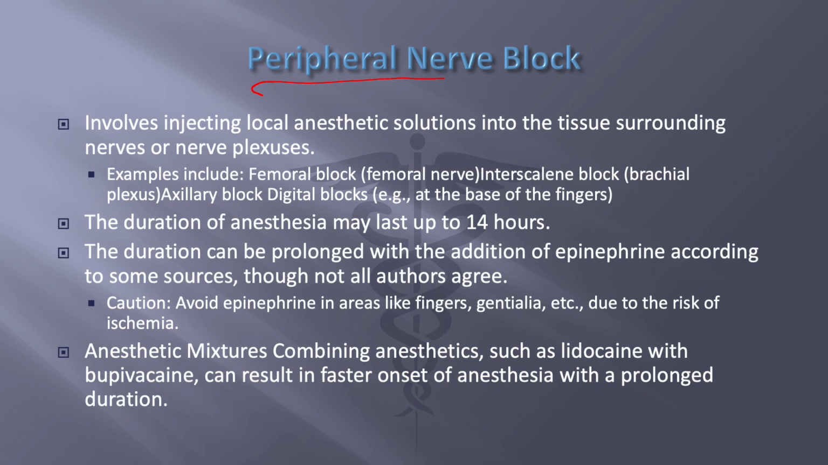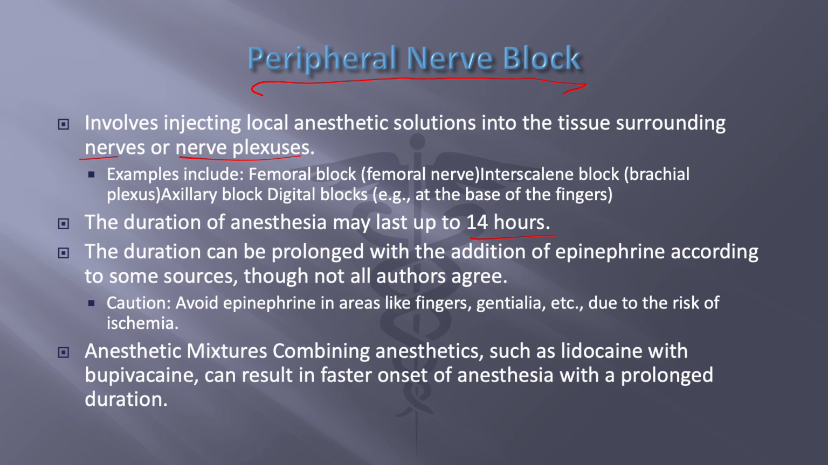Alright, so one that we all love, peripheral nerve blocks. This involves injecting local anesthetic solutions into the tissue surrounding nerves or nerve plexuses, like a femoral block, brachial plexus, axillary block, digital blocks, and so forth. Duration of anesthesia can last up to 14 hours. So this is great pain relief for our patients post-operatively. They're in PACU, happy as a clam, just sitting there eating their crackers because they have no pain.